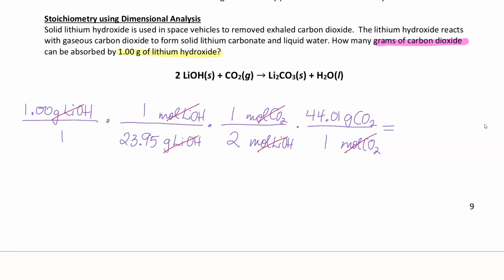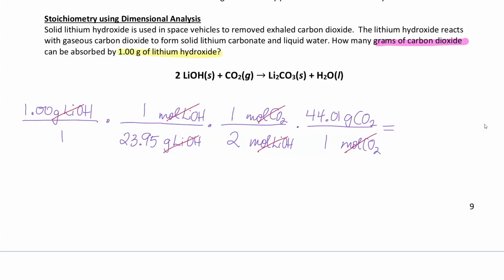We're going to take 1 divided by 23.95, divided by 2, times 44.01. Again, that's how I would do it. You can multiply across the top and the bottom and then divide. You do you. I do recommend, if you're going with this method, do all your math at once. Don't stop along the way. There's more room for errors that way.